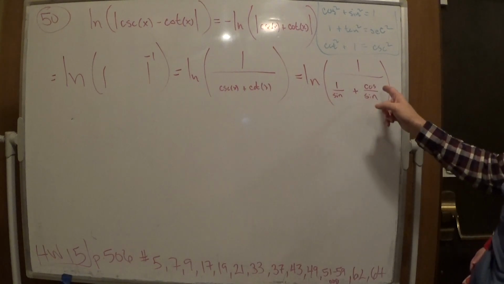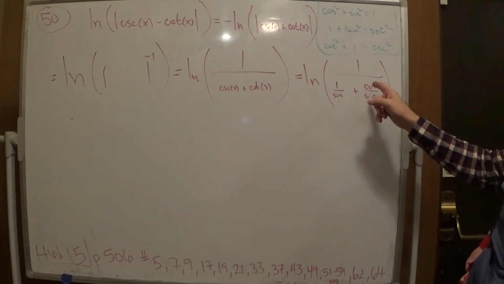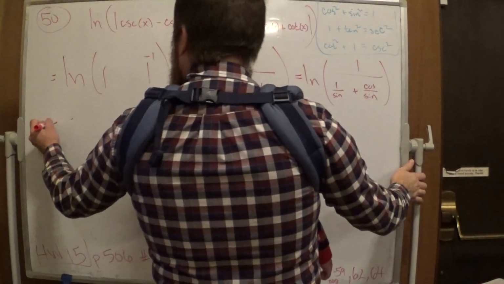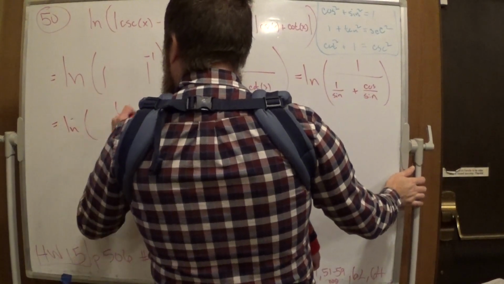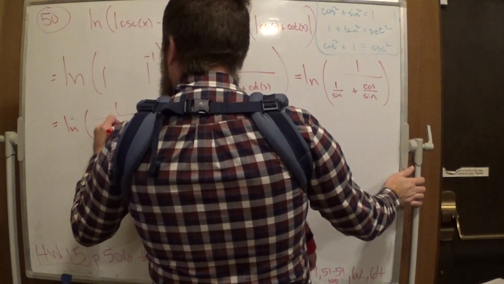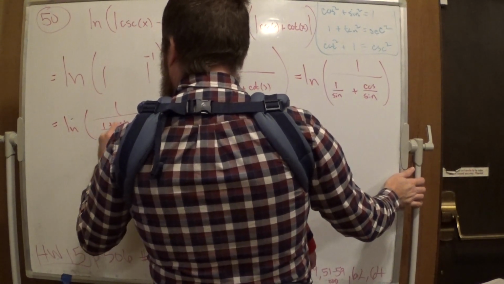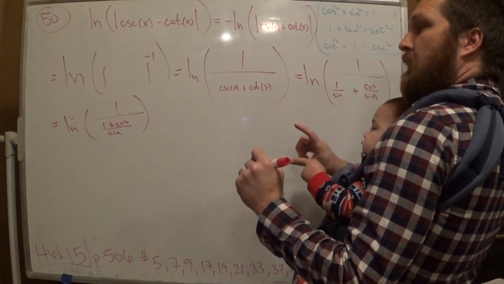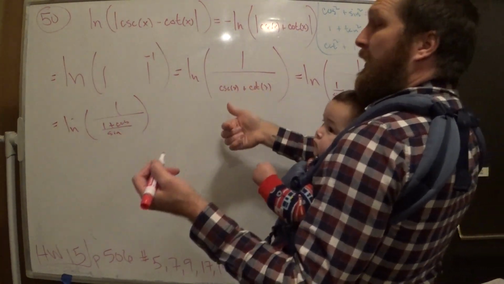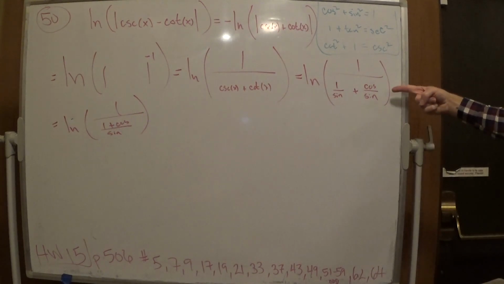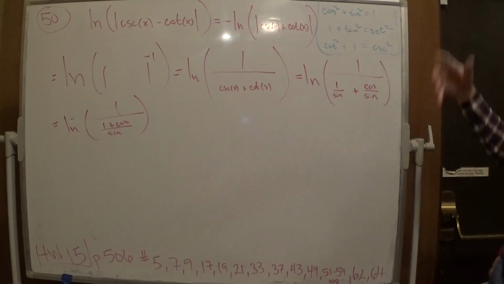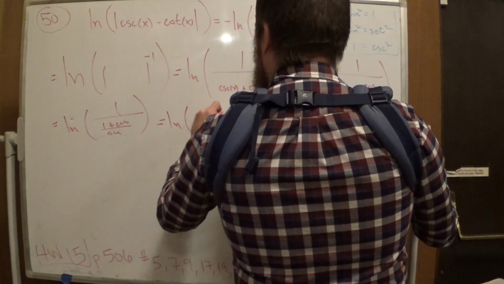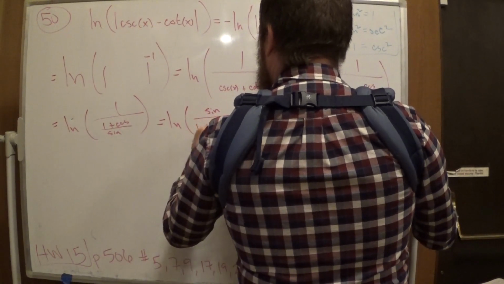Okay, so then we have what? 1 plus cosine over sine. So this is natural log of 1 over 1 plus cosine over sine. Then we can get rid of, I kill the denominator. Multiply the top and bottom by sine, or we could flip it. Another way to do it would be to multiply the top and the bottom by sine here, and we'd end up at the same place. Natural log of sine over 1 plus cosine.